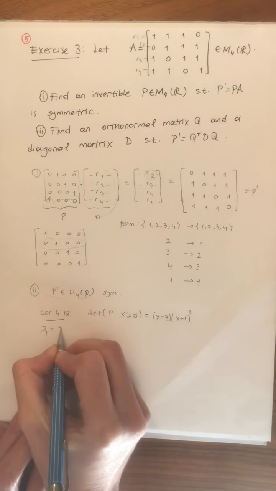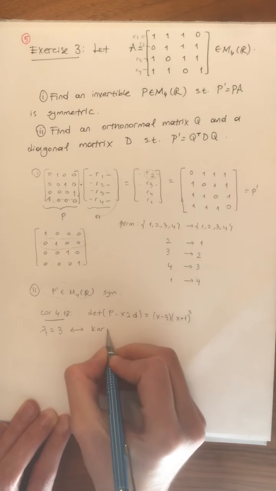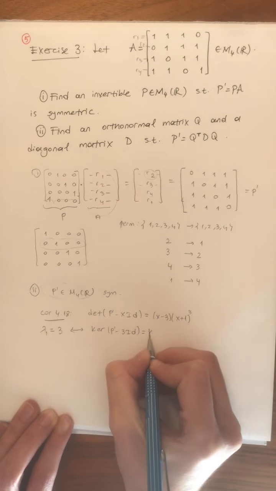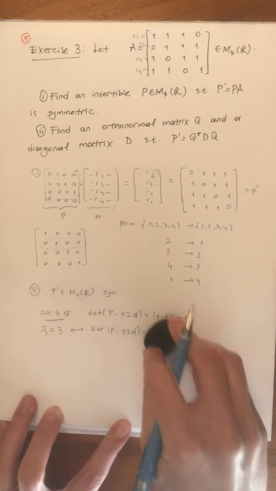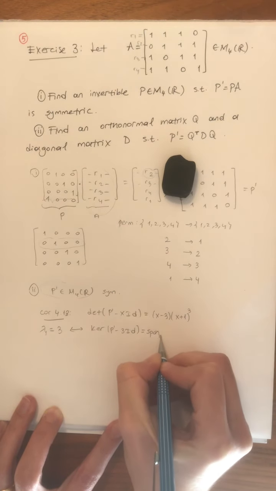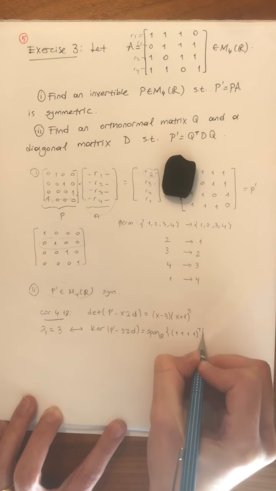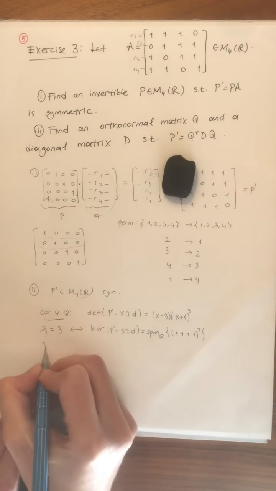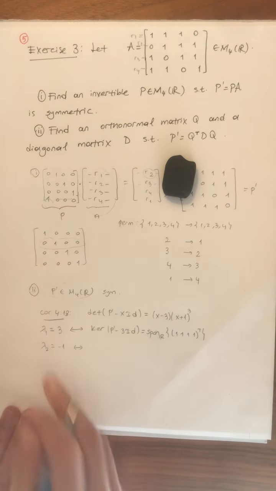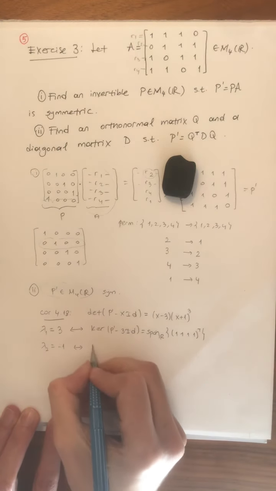For the eigenvalue 3, we may compute its eigenspace, and we can give a basis with the all-ones vector. And the second eigenvalue has algebraic multiplicity 3, and its geometric multiplicity will also be 3.